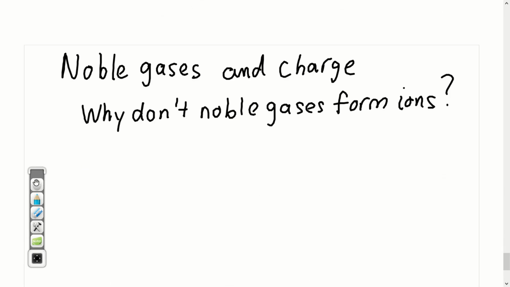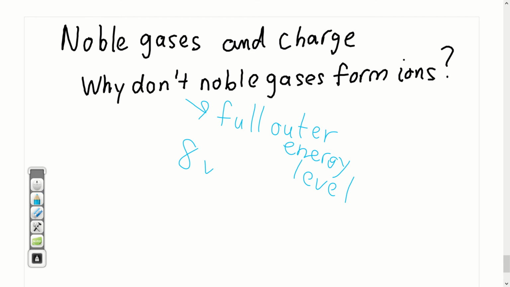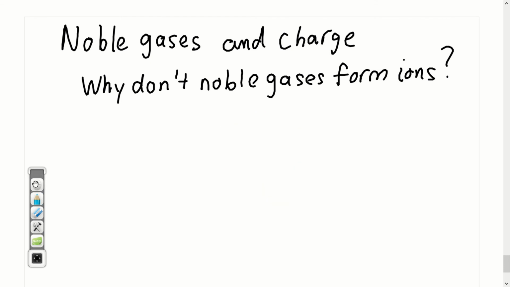And so lastly, why don't the noble gases form any ions? Noble gases already have a full outer energy level. Okay? They already have 8 valence. They don't need any more, so they don't form any ions. So noble gases form none.